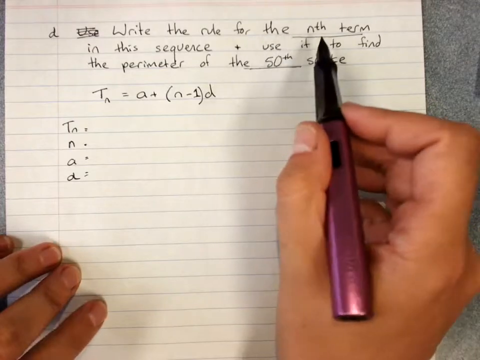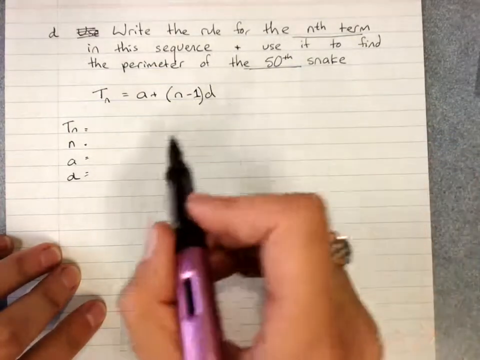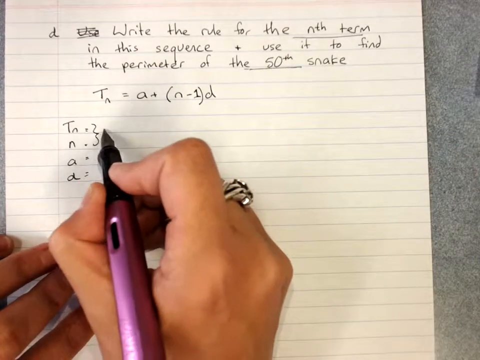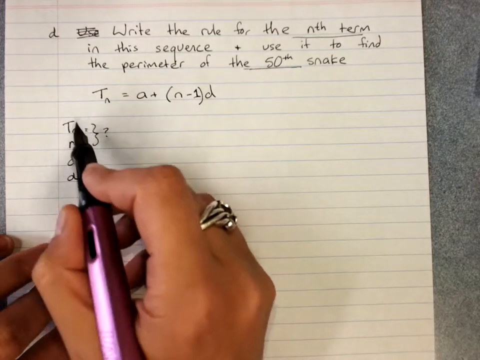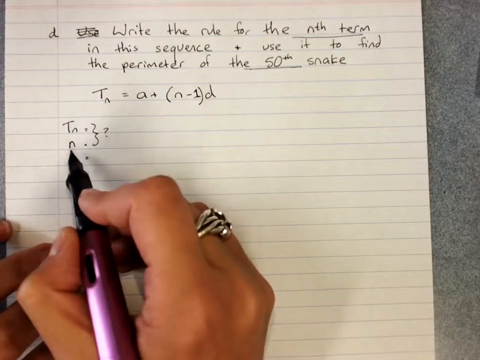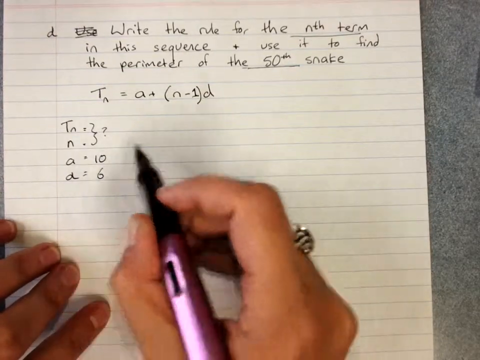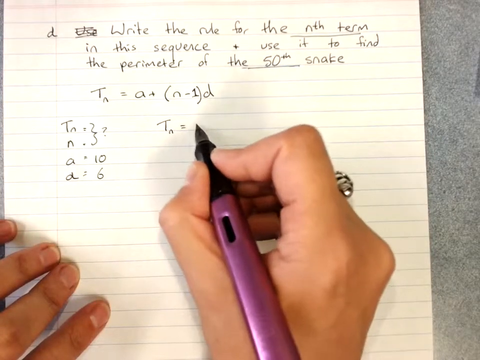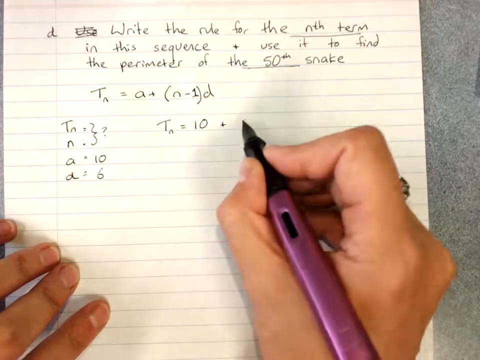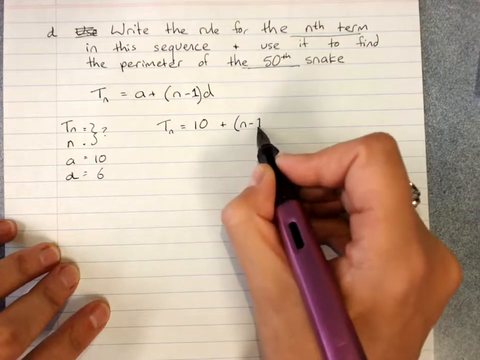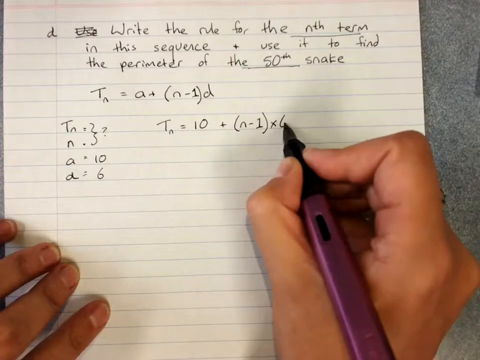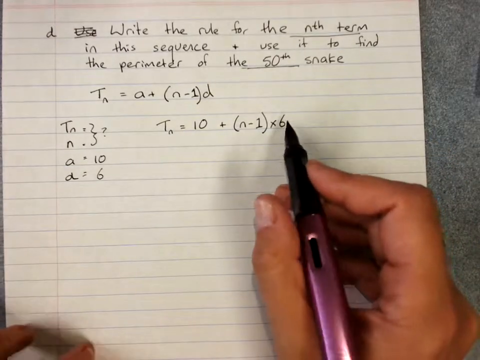Now we have to write the rule for the nth term. So that will mean for the first one, I don't know these. They stay in the rule because it's still just the nth term. So you keep your n. A was 10, D was 6. So Tn equals 10 plus n minus 1 times 6. That is your nth rule.